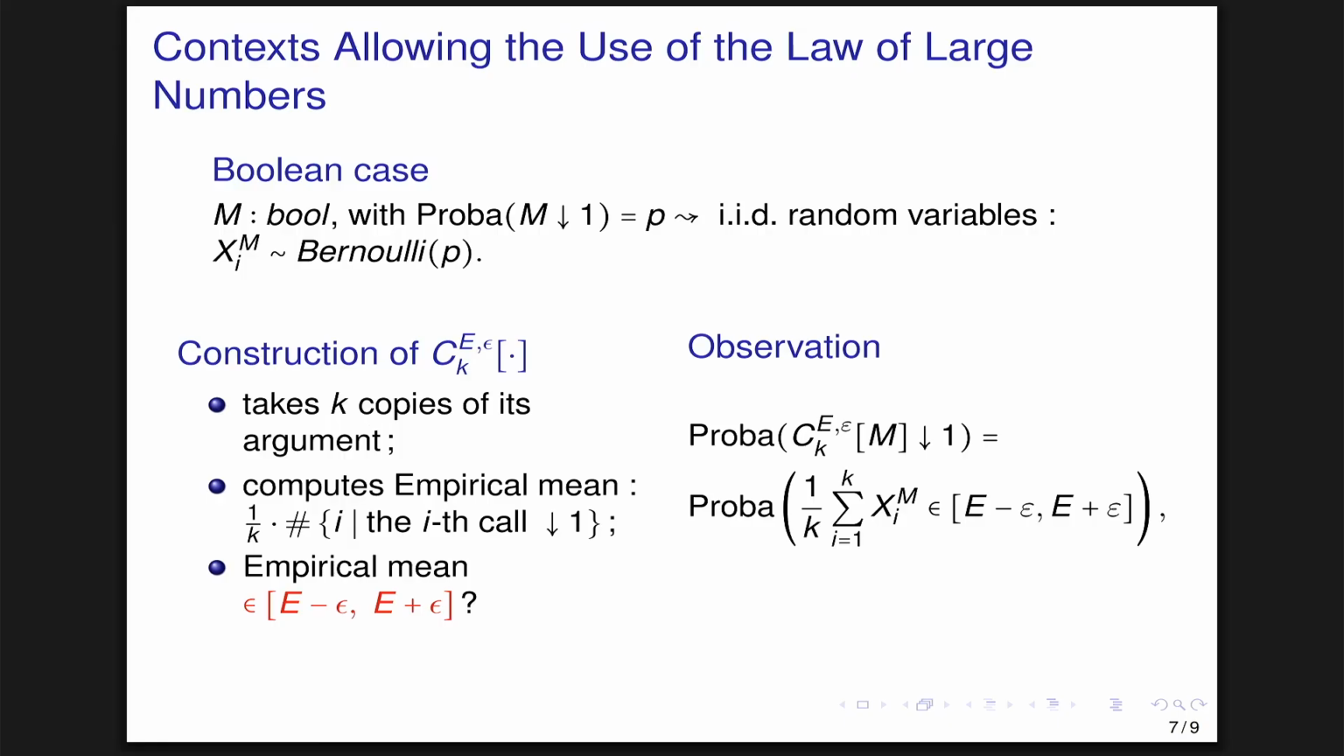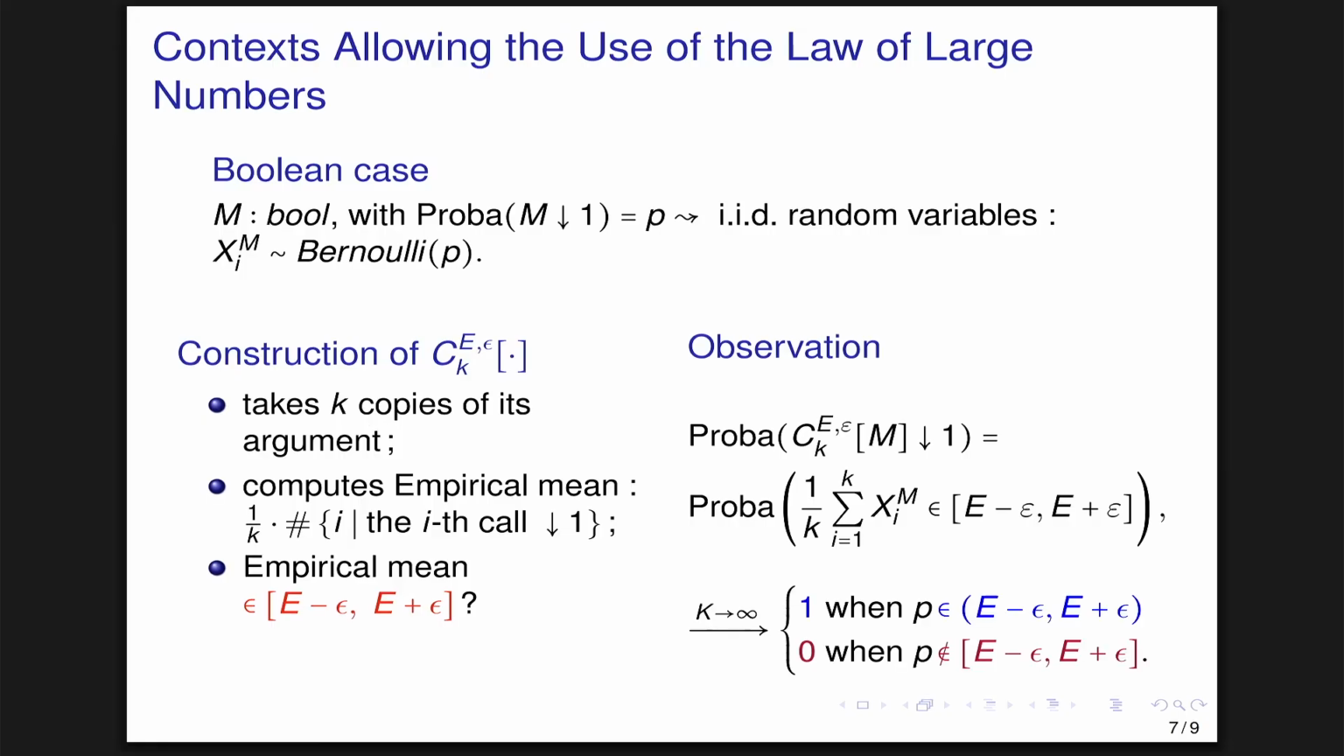and we test if this empirical mean belongs to an interval. Until now it's an arbitrary interval. And in observation, when we put a program M in this context, we obtain the probability of termination in 1 equal to the probability of the empirical mean belonging to the interval. And so here is the importance of the law of large numbers. The law of large numbers states that the empirical mean of a distribution converges to the expected value of the distribution. And so here, if the expected value of the program belongs to the interval, we will obtain probability 1. And if the expected value is outside the interval, we will obtain probability 0.